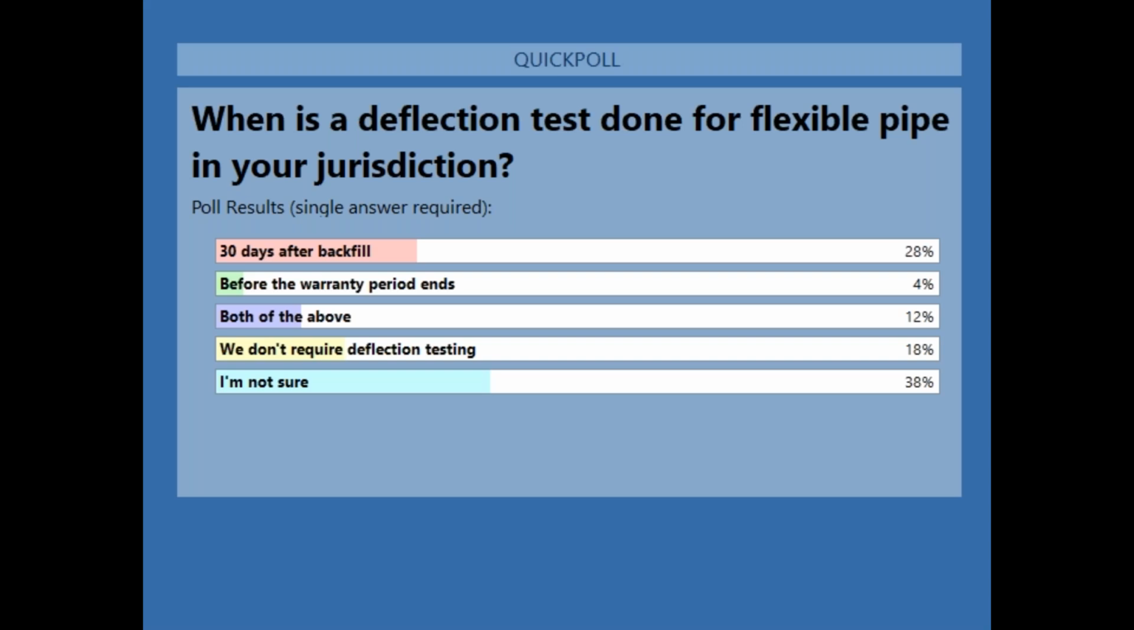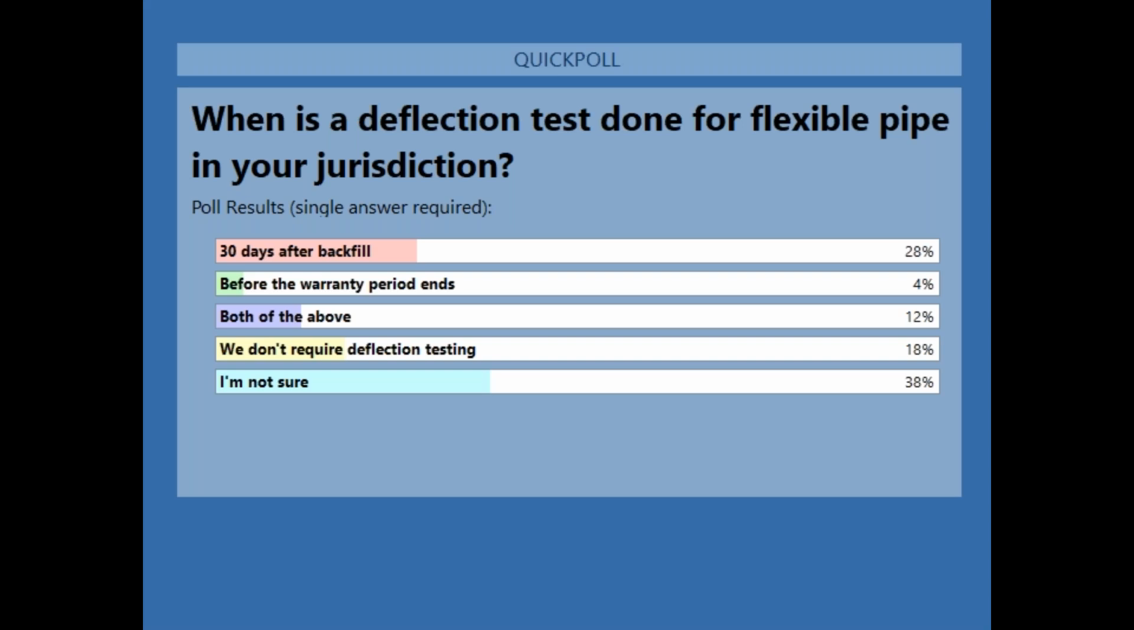In my region, 30 days is by far the most common. I think there are a few people that might do the warranty period. I think the 38% being not sure is actually the majority of people out there, and that's halfway expected. I think not a lot of people are aware of what those requirements are. I think there are requirements out there, but a lot of people aren't totally sure what they are.